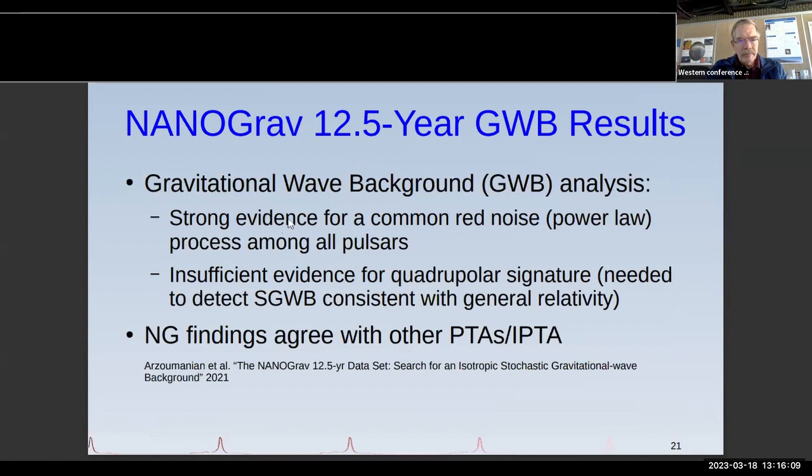So they have seen something. There is very strong evidence that something's there, but it's insufficient for them to declare that it's consistent with general relativity for a gravitational wave, because they need this quadrupolar signature, which they're not seeing yet. And the NANOGrav findings agree with Parkes and the European set and the other groups that are all working together, sharing their data. So they do see something, but they can't claim yet that it's a gravitational wave.